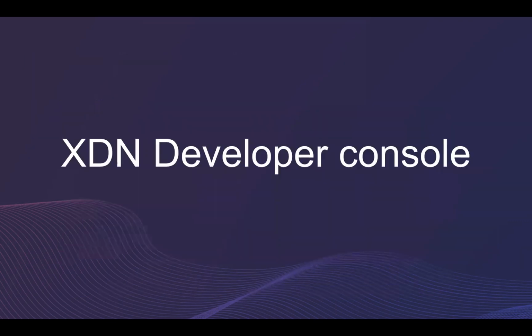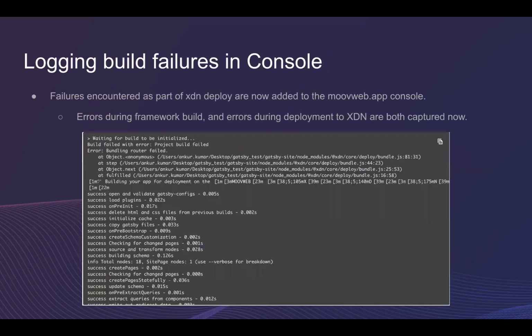Minor updates to the XDN Developer Console. That's the moovweb.app site settings that you go to. We have added functionality to record build errors as they're happening on your local system as well. So we all know you're trying to build something, you're trying to deploy to XDN, you run into an error that is visible on your terminal. It was not being recorded onto the console before. We have now added that functionality so that you can see those errors being reflected onto the Moovweb console as well.